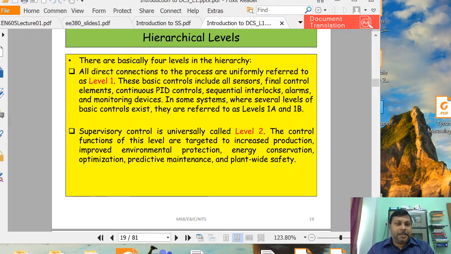Okay, and then level 2: supervisory control is universally called level 2. The control functions of this level are targeted to increase production, improve environmental protection, energy conservation, optimization, predictive maintenance, and plant wide safety. These are the work of a supervisory control, and this work has to be done by a set of computers which may be sitting at level 2. So in level 1, basic control actions directly interact with the process through IO devices like sensors and actuators, and level 2 will be the supervisory control.